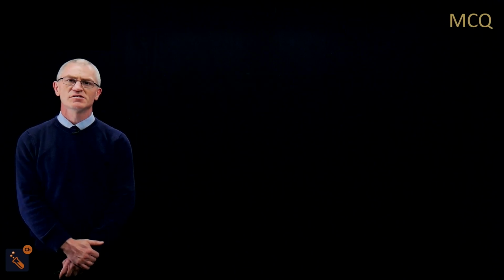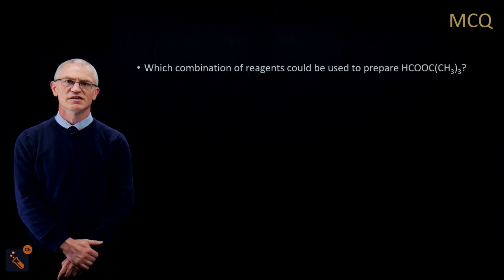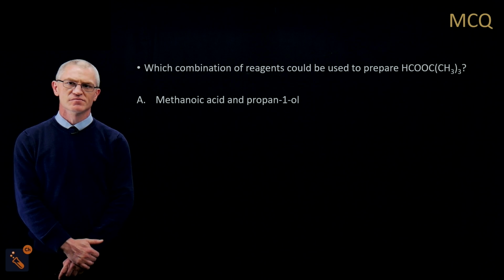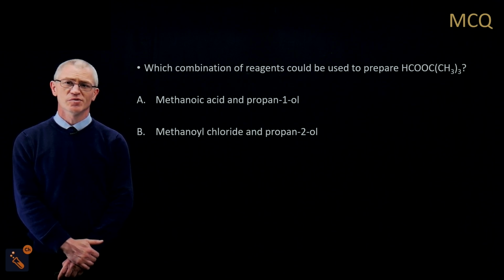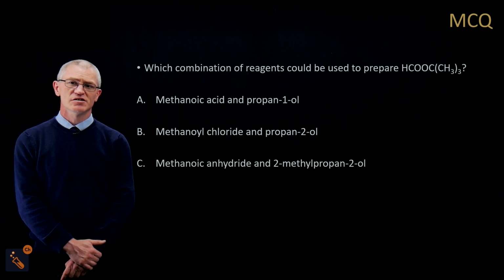We're now going to go on to do a couple of MCQ questions which are common in exams on these esters. We have an ester right here. We want to know what reagents you could use to prepare that ester. So methanoic acid and propan-1-ol, methanoyl chloride and propan-2-ol, methanoic anhydride and 2-methyl propan-2-ol, and 2-methyl propanoic acid and methanol.